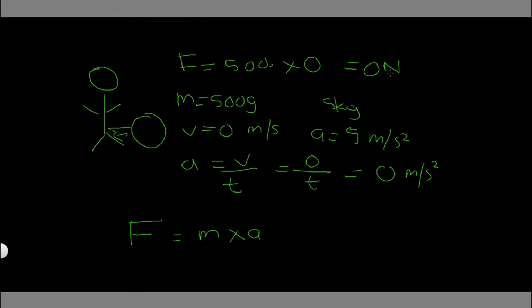Let's take the second instance. Here the force is equal to, the mass is 5 kgs. So let's just change it to grams, which is 5,000 grams, multiplied by the acceleration, which is 5 meters per second squared. You multiply that, it should give you 25,000 newtons.